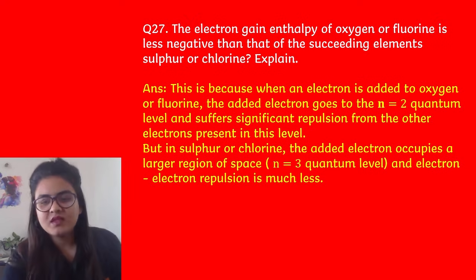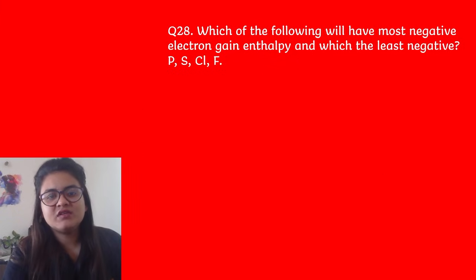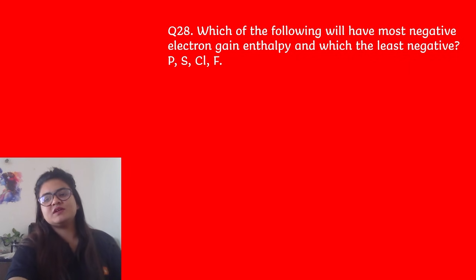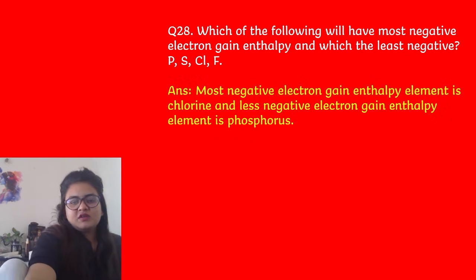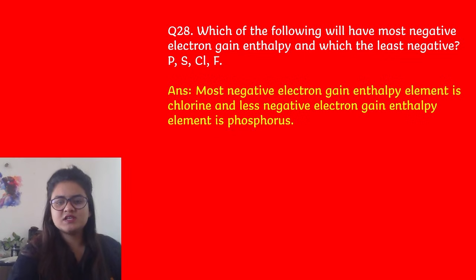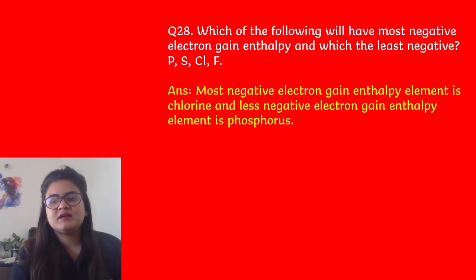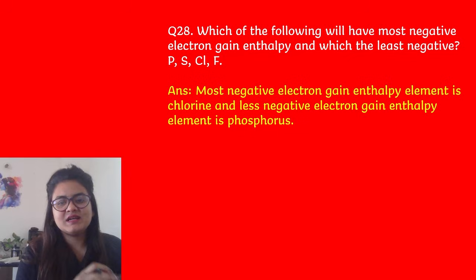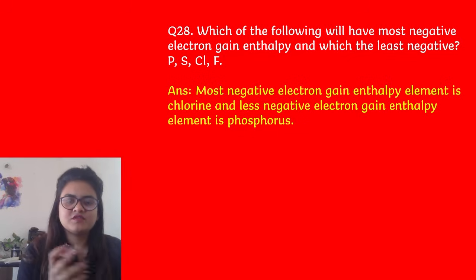Let's proceed. Here you can see which of the following will have the most negative electron gain enthalpy and which one is the least negative. I guess we did this type in the MCQ as well. The most negative electron gain enthalpy is that of chlorine, and the least negative is phosphorus.